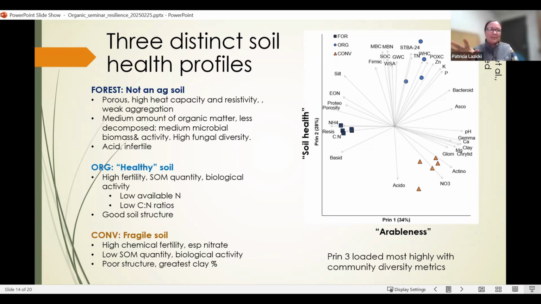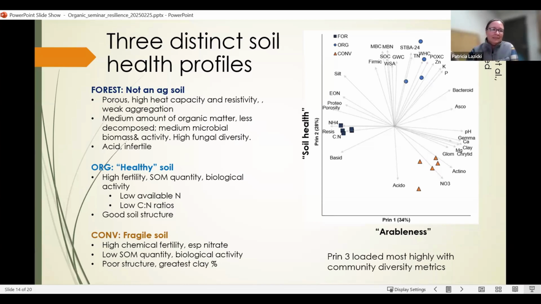Aggregation wasn't so good. It was also a lighter textured soil, and the organic matter wasn't as decomposed. So it had a lot of relatively less decomposed organic matter, and actually not as much organic matter as the organic system, and less microbial activity, less microbial biomass. I wasn't able to measure bacterial to fungal ratios, but it did have a higher fungal diversity and also had a lot of Basidiomycetes, so kind of forest mushrooms, kind of fungi.